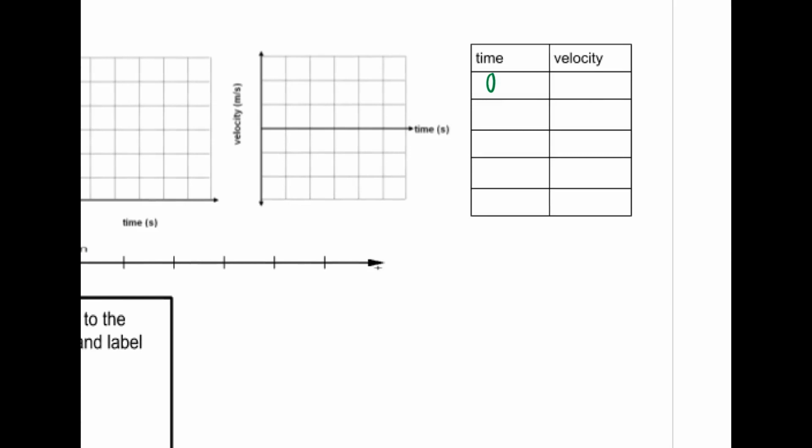So we have seconds and meters per second. Okay, 1, 2, 3, and 4. Since it's not moving, it is happening at 0 meters per second. So at 1, 2, 3, and 4, it's happening right here at 0 meters per second.